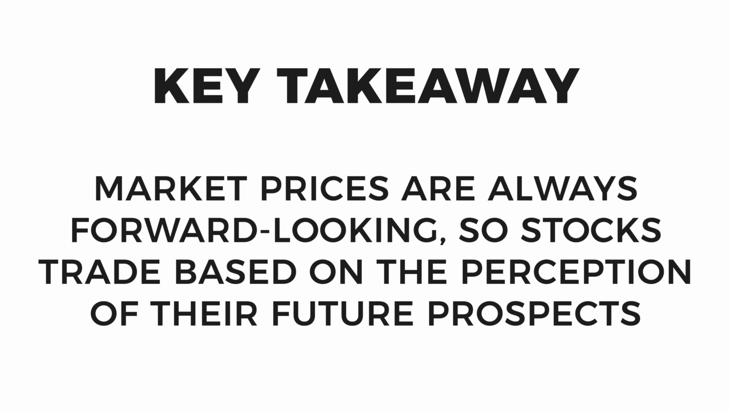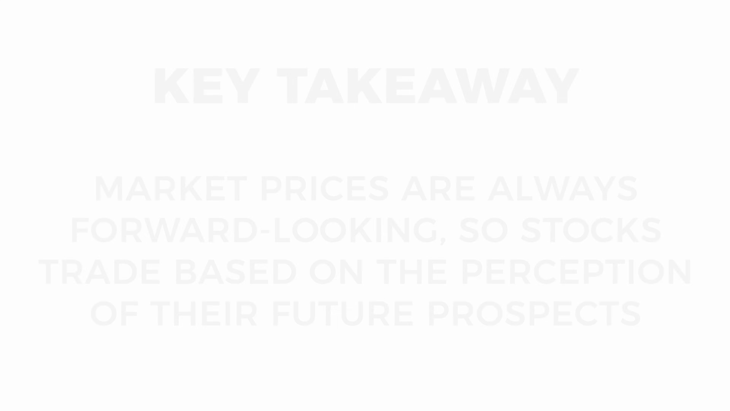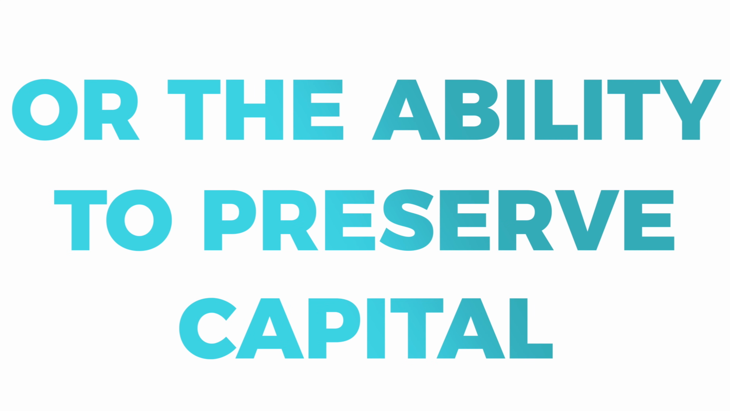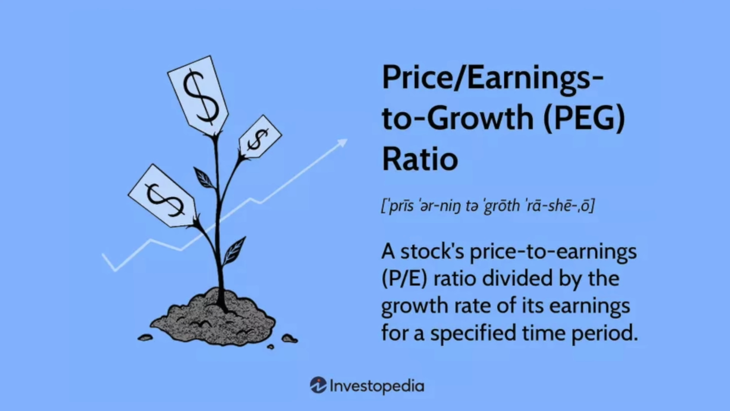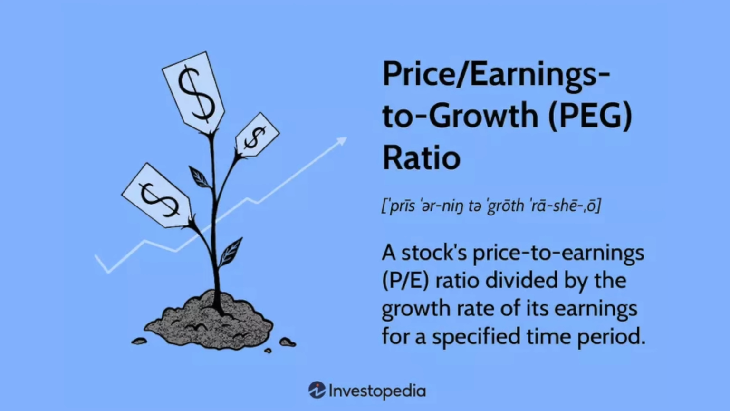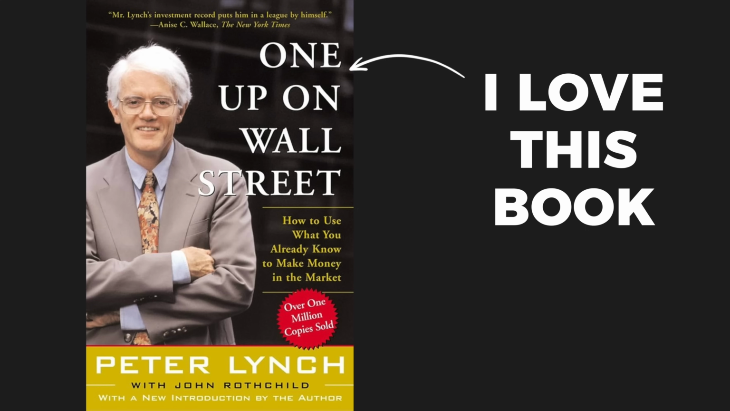Because as we know, the market is future looking and stocks generally trade based on how the market perceives their growth prospects or their overall strength at preserving and growing capital. And if this sounds familiar to things that you've heard in the past, that's because it actually is, and specifically the PEG ratio. Now, the PEG ratio is a pretty popular valuation tool, and it's used to compare the price to earnings to growth.